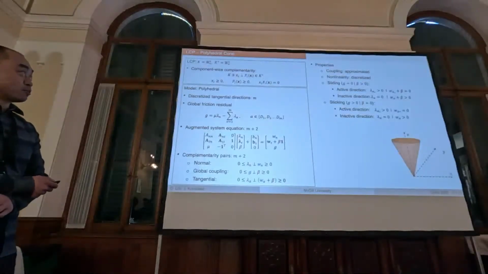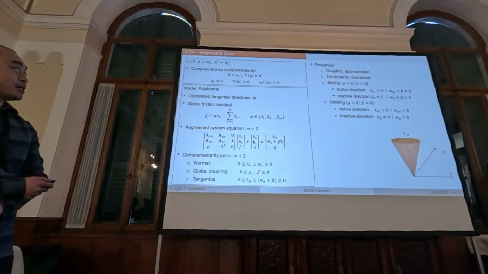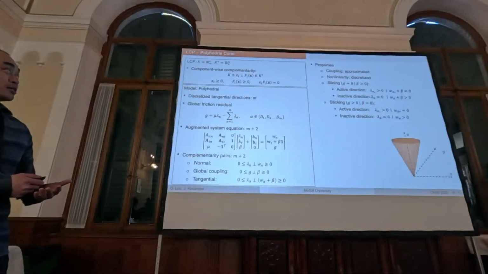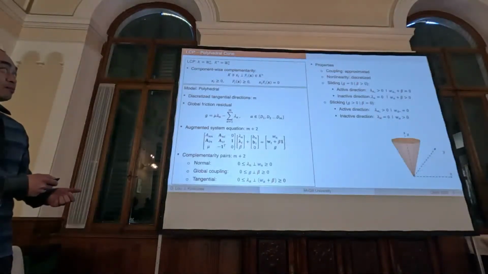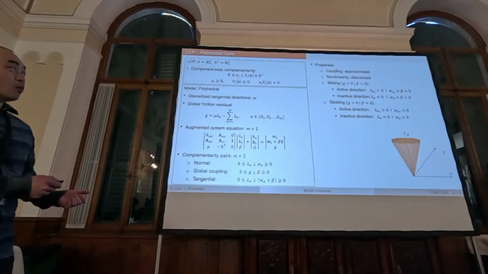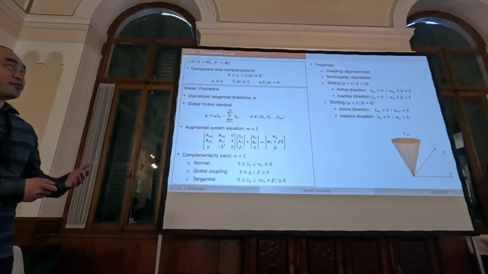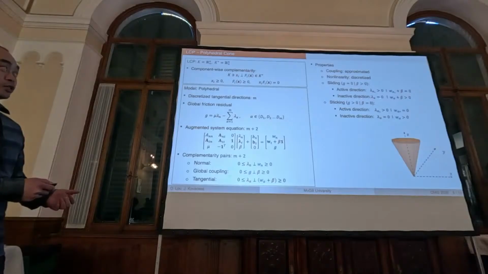Then we check the property, how the model fits into the contact law. While the coupling is approximated, nonlinearity is discretized. The sliding and sticking phase transition is represented through those two-level complementary pairs. So the first level is global coupling. In the sliding case where beta is positive, in some active directions we have positive friction force, while at this moment the velocity is fixed at minus beta. While in other inactive directions, we have 0 force.